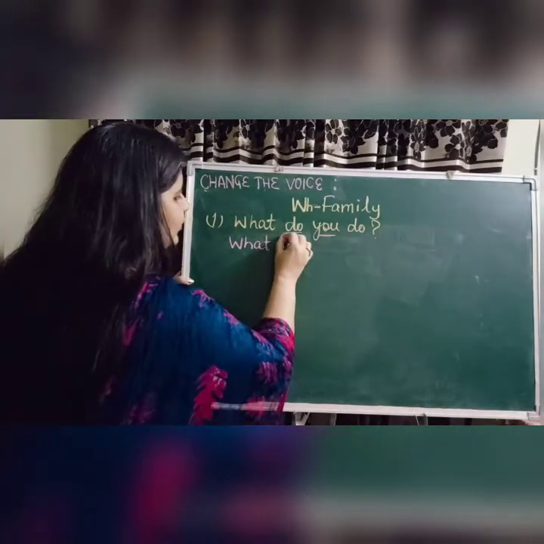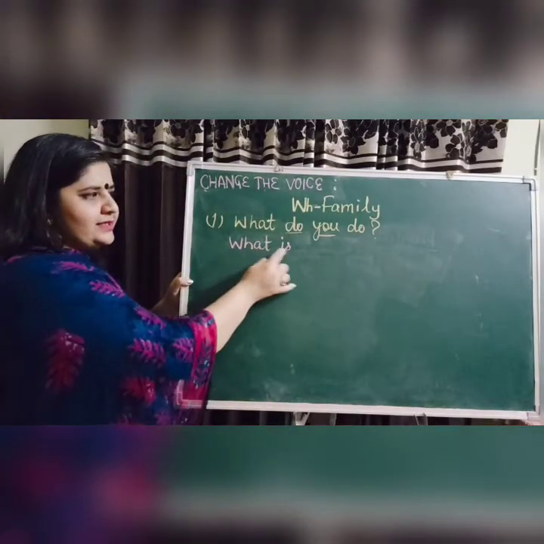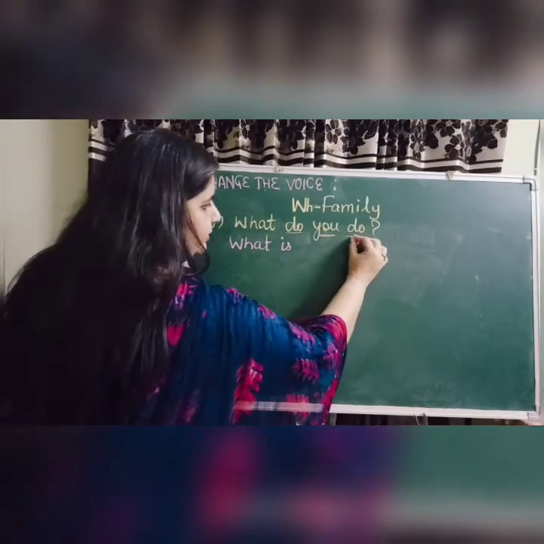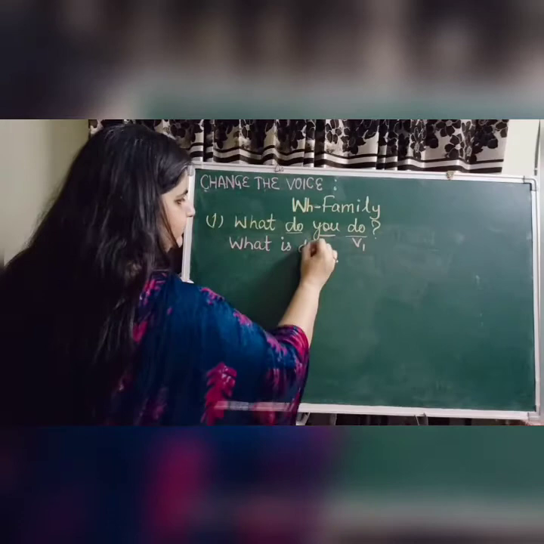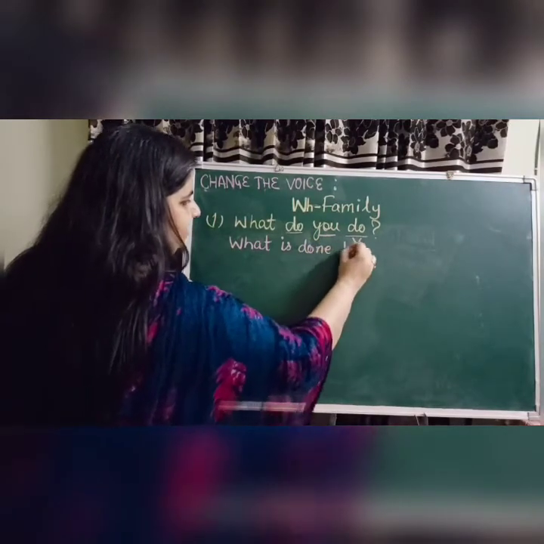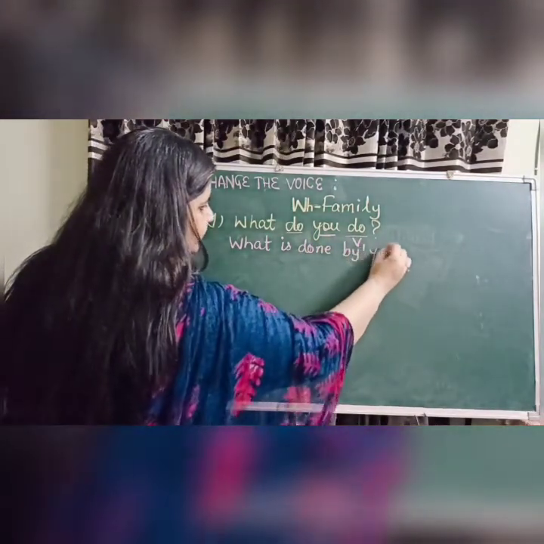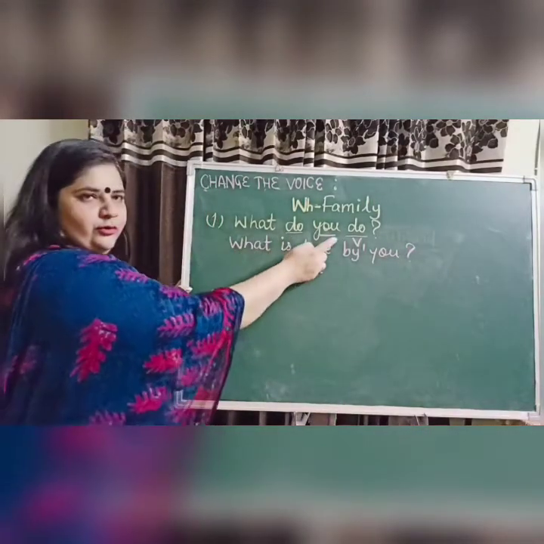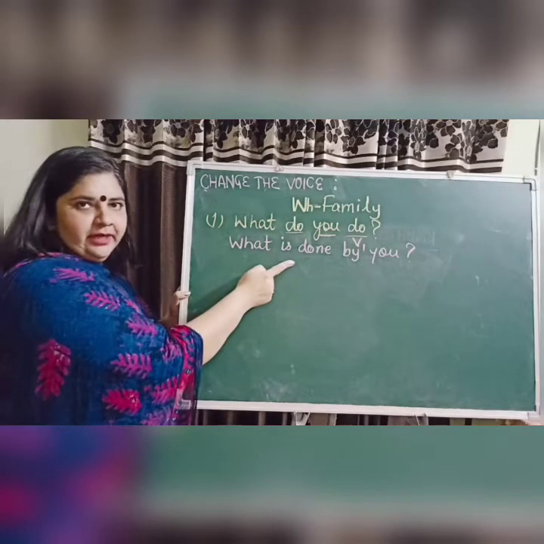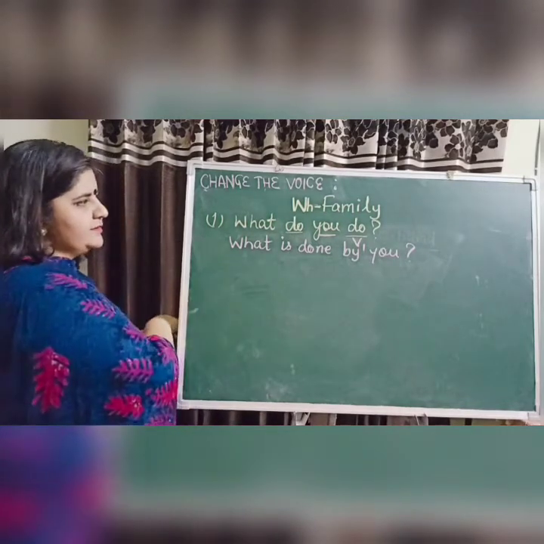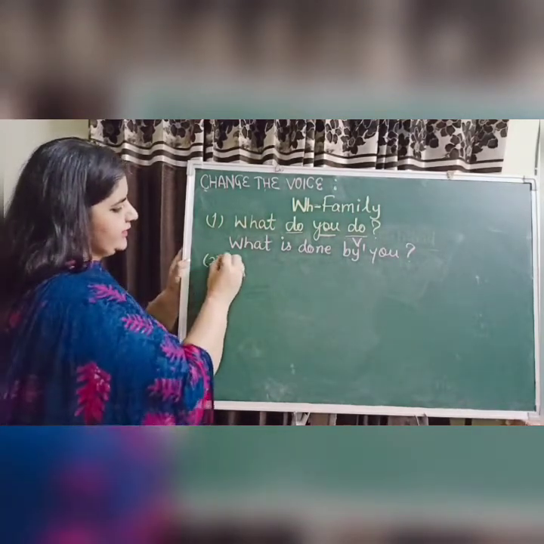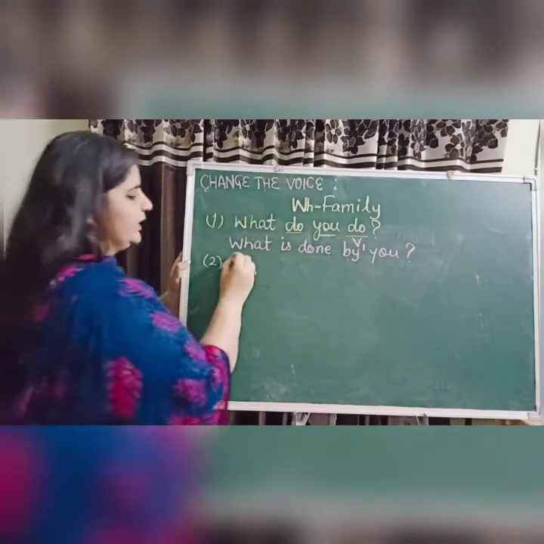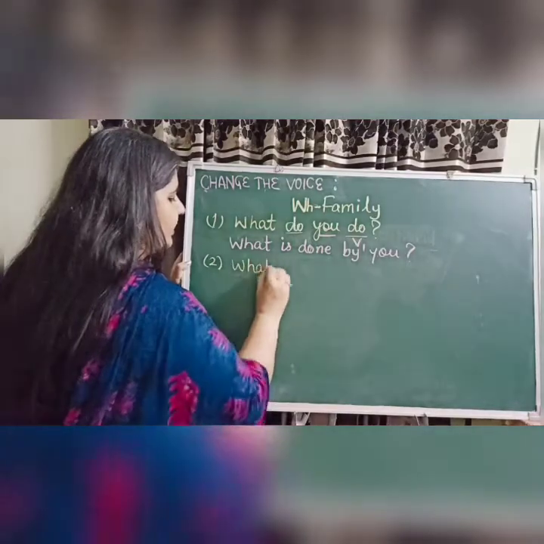Here in this case, what is singular? So what is, the third form of this main verb is done. What is done by you? Got it? What do you do? What is done by you? Sometimes there is a change in the tense. For example, instead of do you do, we can have what are you doing?